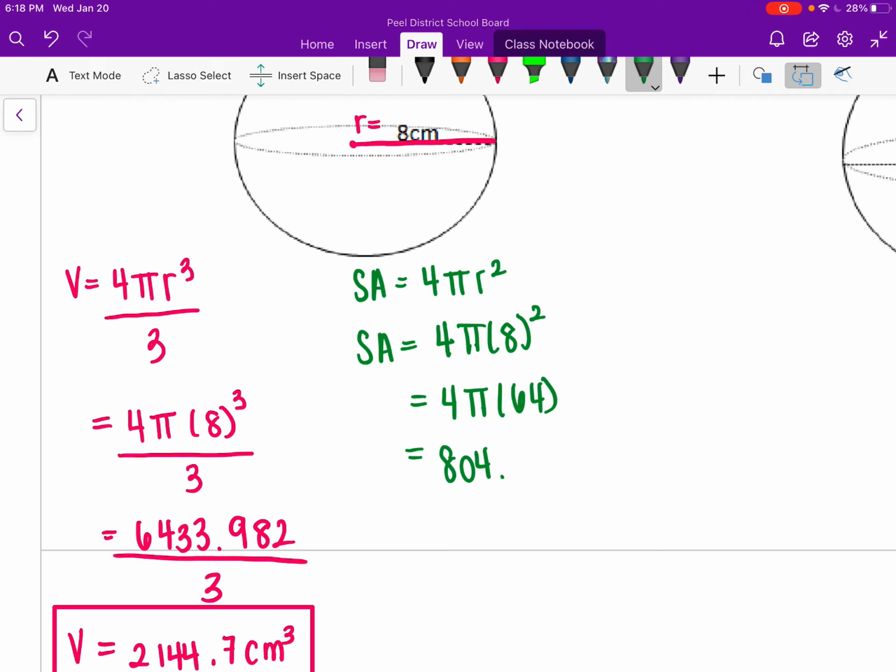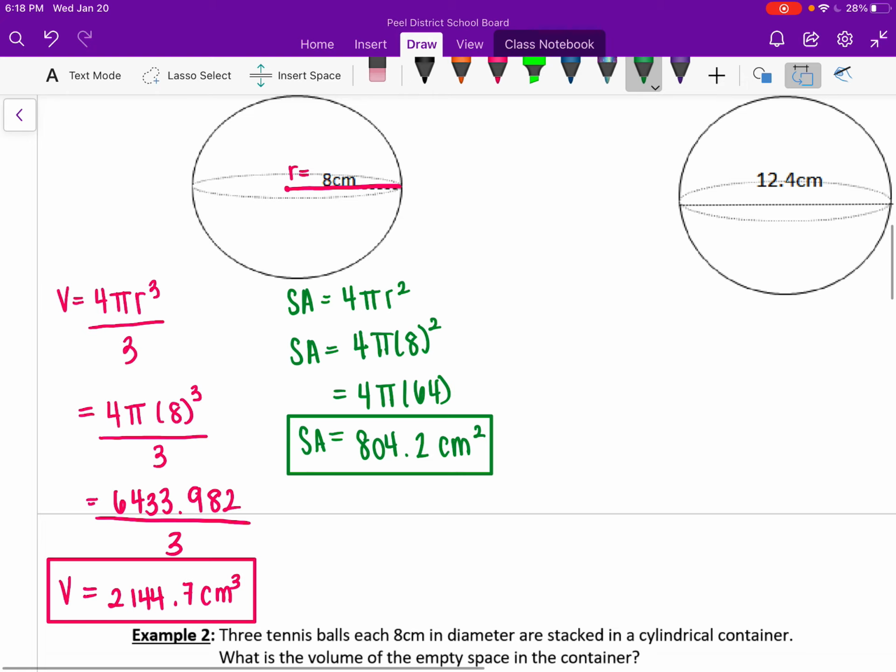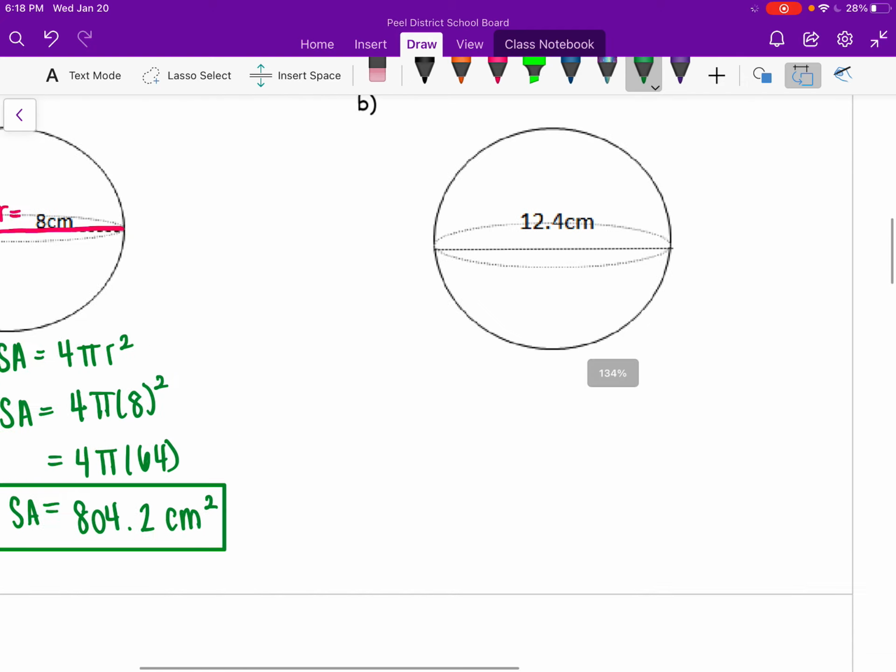So I'm just going to put it as 0.2 centimeters squared. Make sure you put in your units. That's communication marks. Okay, and that's my answer. So the volume is that and the surface area is that. So let's move on to B.